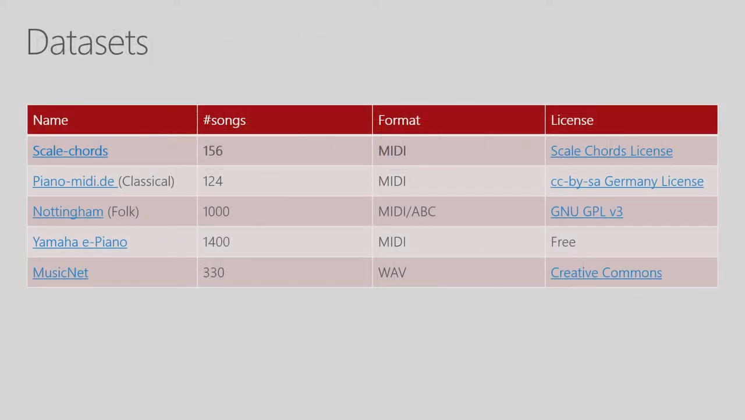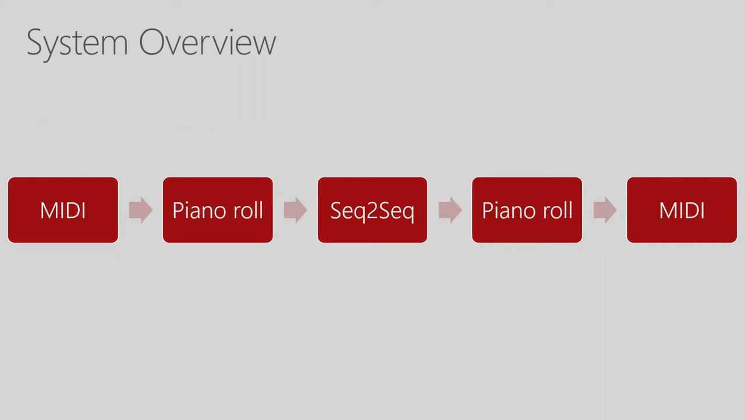Before that, we're going to talk a little about the data sets. I am using the scale chords data set, which is an open data set with scale chords. It has about 156 songs, and all of these are in MIDI format. Cool. Okay, back to the neural network.